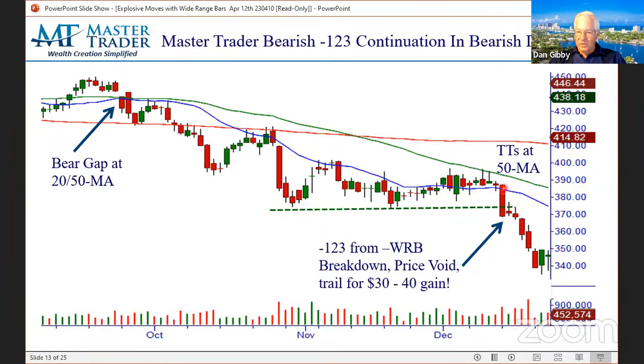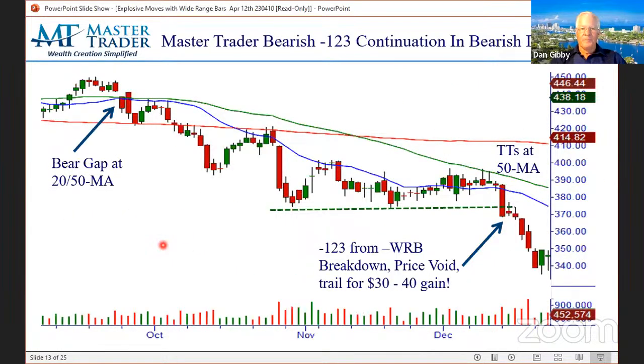Once it gets altitude, as I say, which just means the trade's working as predicted, as intended, then we go into a trail mode. This was just a simple trail, made 30, 40 bucks, depending on how you trailed.